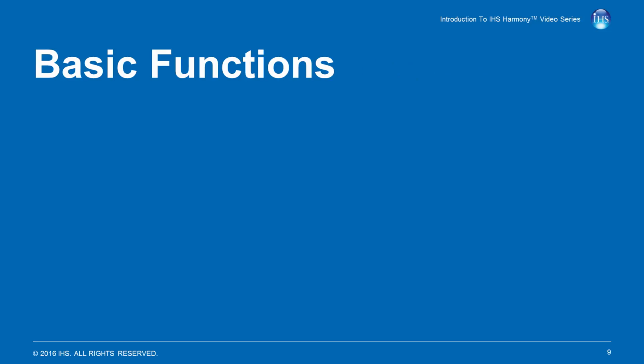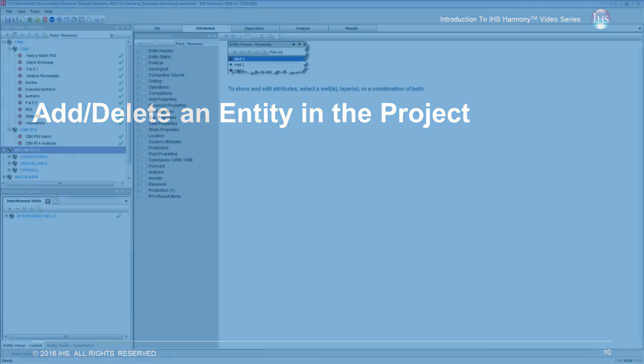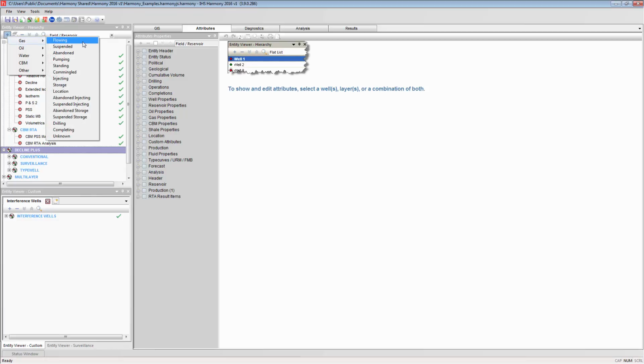There are a couple of entity viewer tasks that are unique to the hierarchy entity viewer. A well entity can be added to the project by using the plus button found in the hierarchy pane. Simply select the fluid type and the condition of the well.